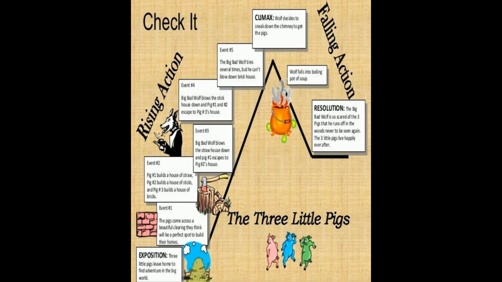Climax. Wolf decides to sneak down the chimney to get the pigs. Falling action. Wolf falls into boiling pot of soup. And the resolution. The big bad wolf is so scared of the three little pigs that he runs off in the woods, never to be seen again. The three little pigs live happily ever after.